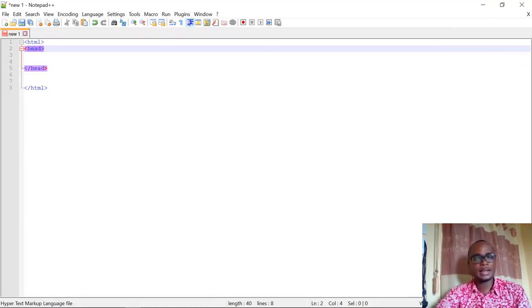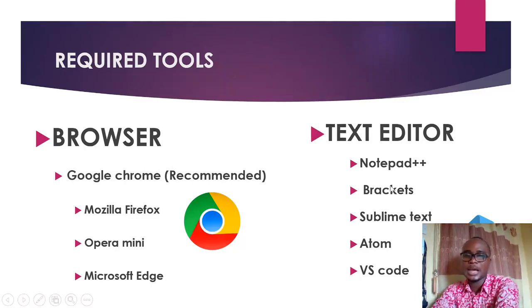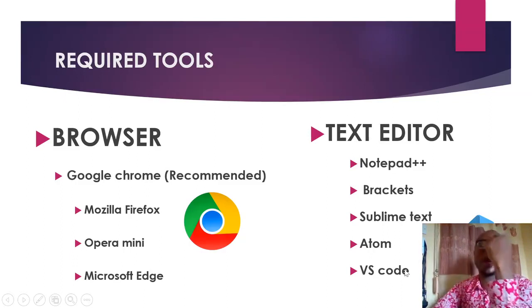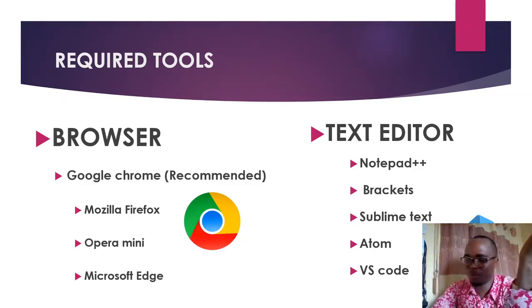But as we go on to check out other ones, we have Brackets, we have Sublime Text, we have Atom, VS Code. So another one I recommend, which is the boss or the strongest among them, in my own opinion, I think VS Code. VS Code is widely used by a lot of people, developers, programmers, but it's professional in nature.